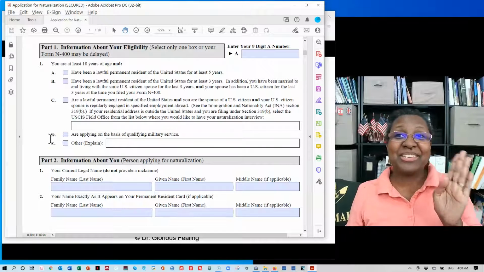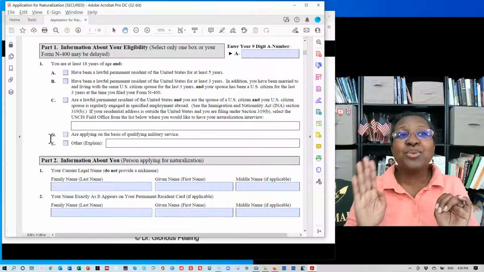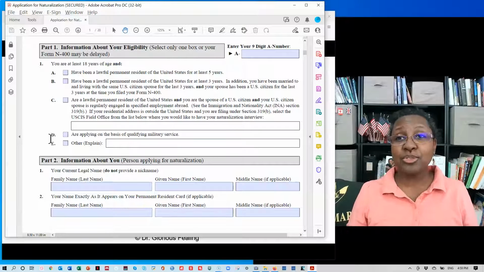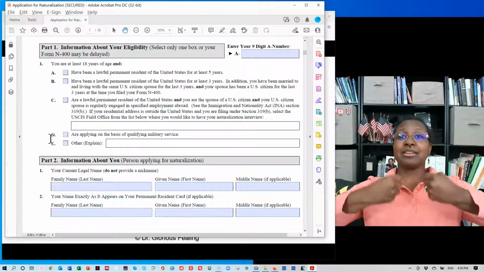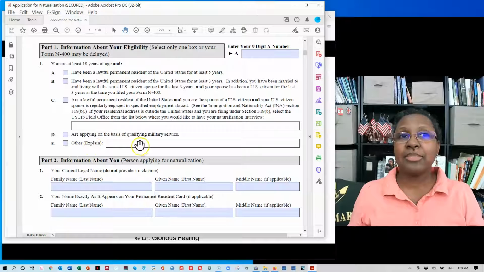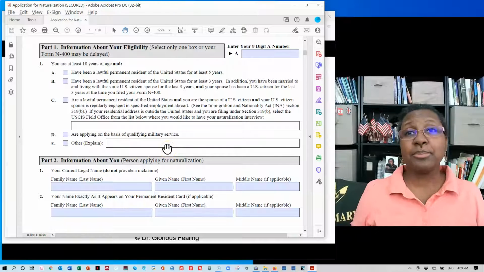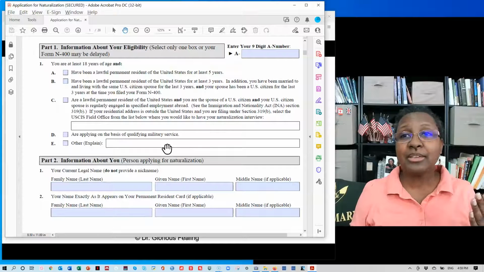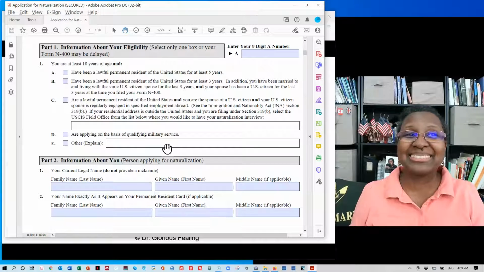Fourth on the list is letter D. You are 18 years old and you are applying on the basis of qualifying military service. So that means that you served in the U.S. military and you're 18 years old. That could be a reason that the person says, yes, come into the house. Then there's letter E, which is other, and there's a space for you to explain. There might be other circumstances that could help you to qualify to become a U.S. citizen, and that is something that you would have to ask USCIS or your attorney or counselor about.